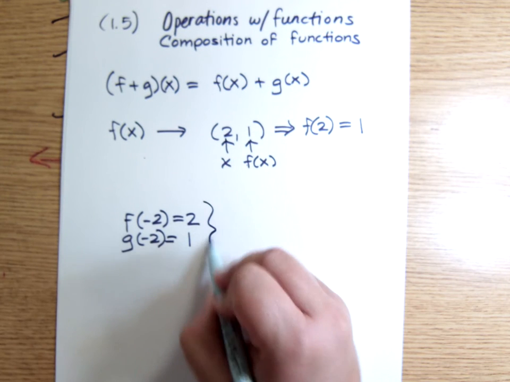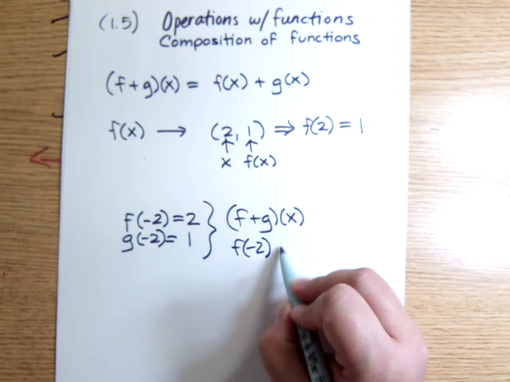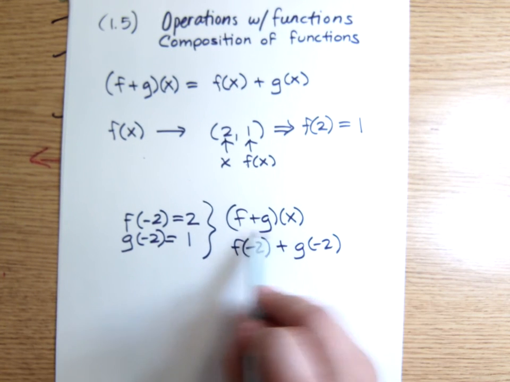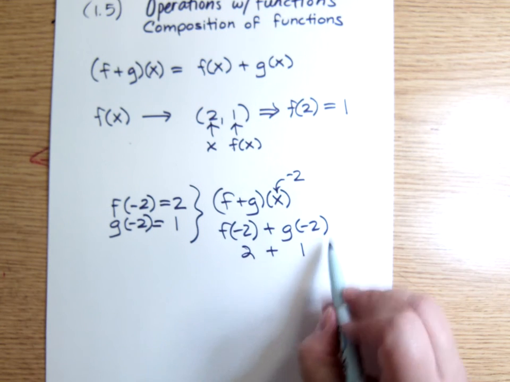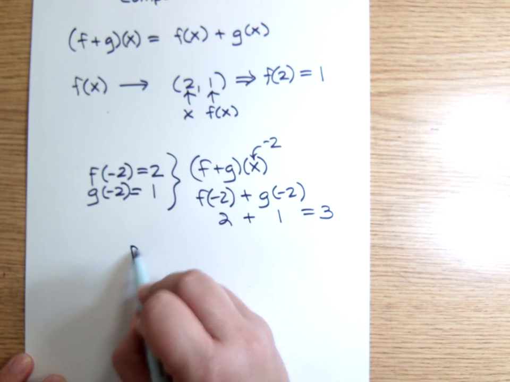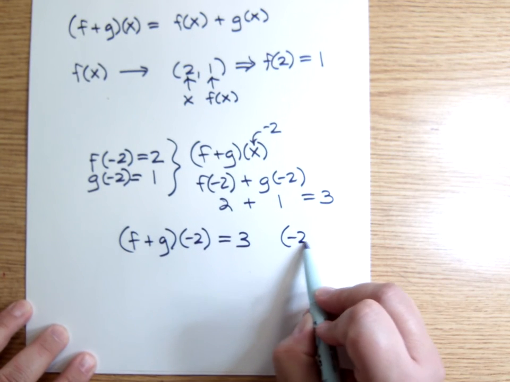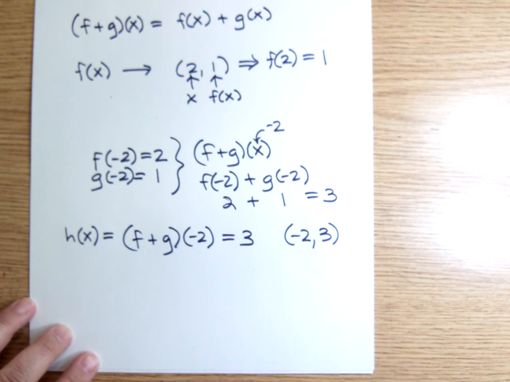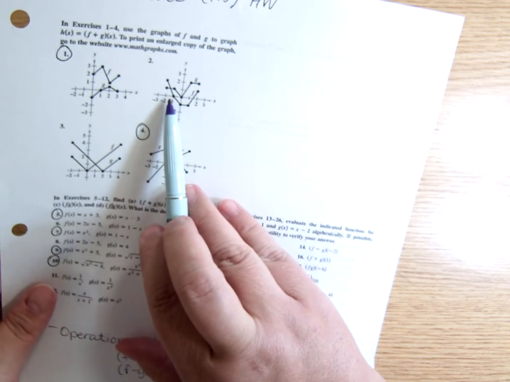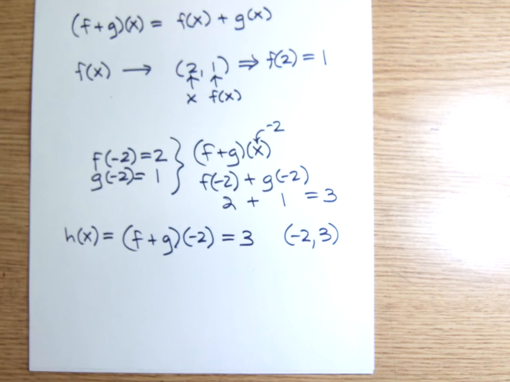Well, that means if I'm going to put those together, I can do f of negative 2 plus g of negative 2, and that will give me the f plus g of negative 2. So that's 2 plus 1, and that's 3. In other words, f plus g of negative 2 is 3. Or you could say the point (negative 2, 3) is on f plus g, which we were told to call h of x. So you're basically just adding the y values. When x is negative 1 on this one, we're adding 0 plus 1 to find the new y value, which is 1. When x is 0, we're adding 0 plus negative 1. So you could do that for all of them.